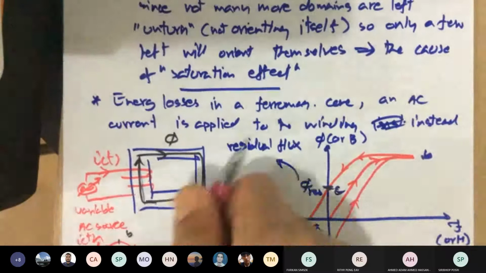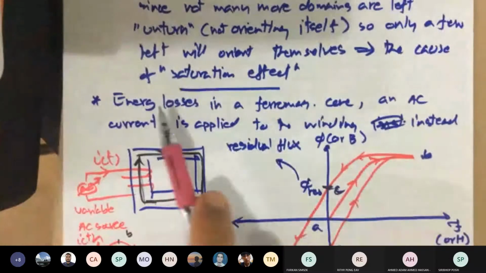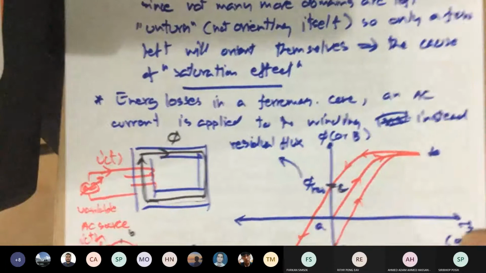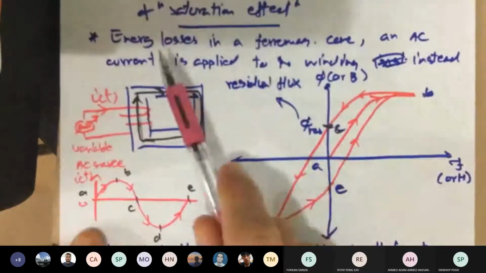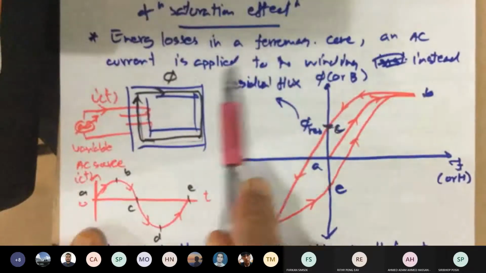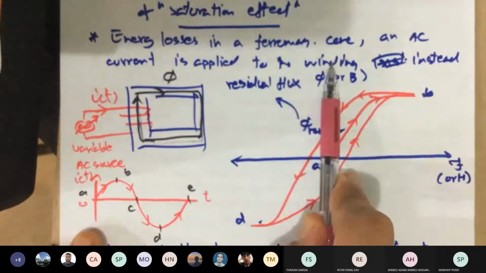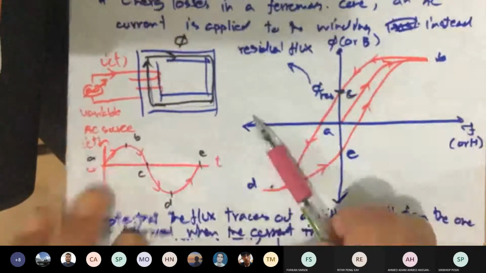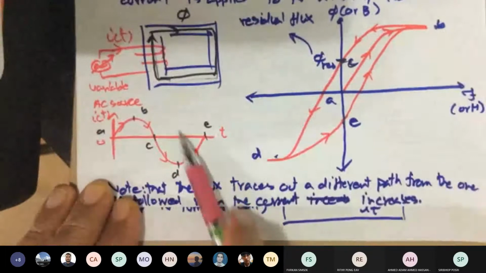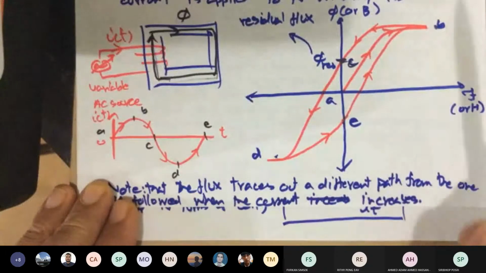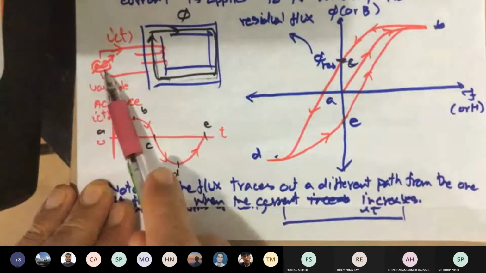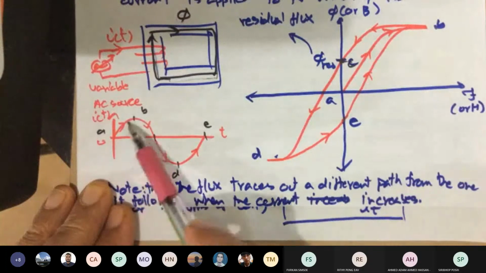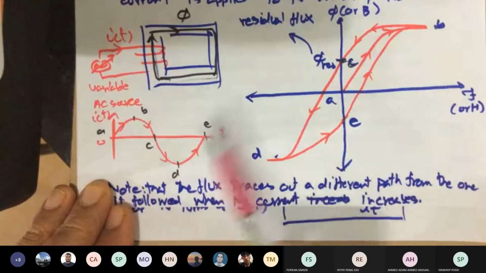Turns out it leads to what we call energy losses in the ferromagnetic core. Okay, what does that mean? It means that if there is an AC current applied to the winding instead of DC, a variable current now, assume sinusoidal, like the red curve. This time my current is AC, a variable AC source, sinusoidal, like I drew here.